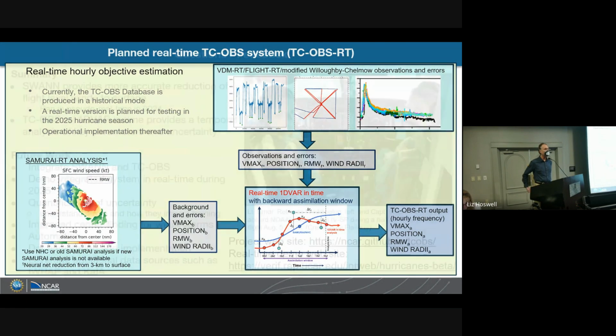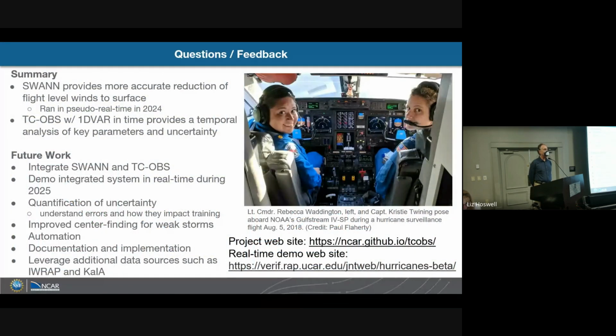Okay, next. So just finishing up, for future work, we're going to be integrating all this and demoing it during 2025. Quantifying uncertainty is still a key task. We want to improve the center finding for the weak storms. That's a really important aspect, a little bit of an infernal problem, but it's important. And then there are wrap-up tasks.